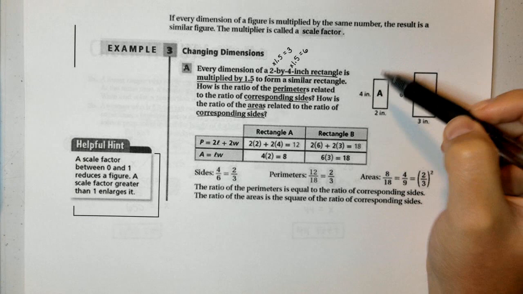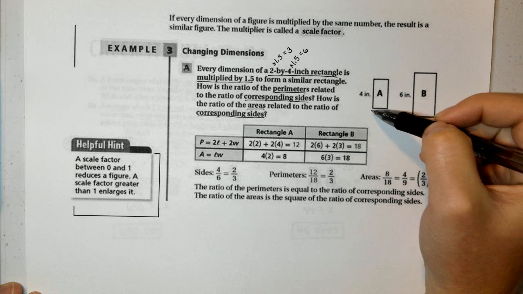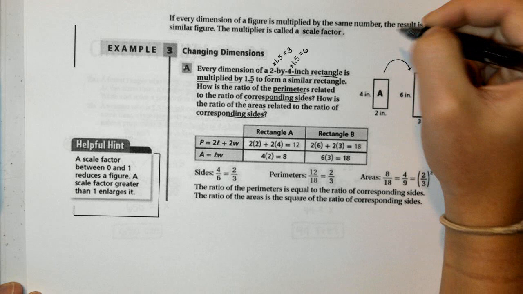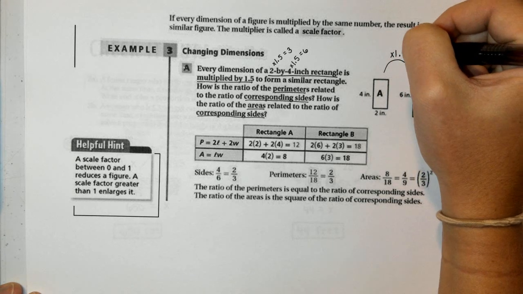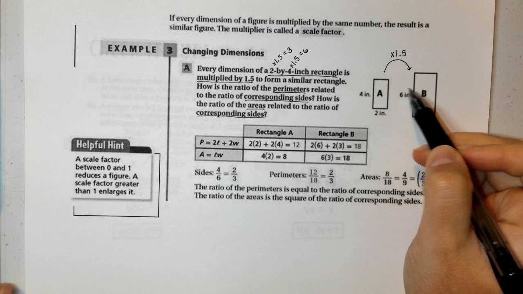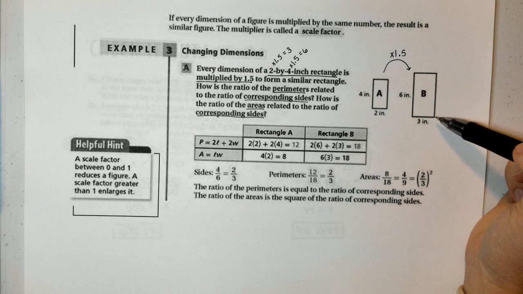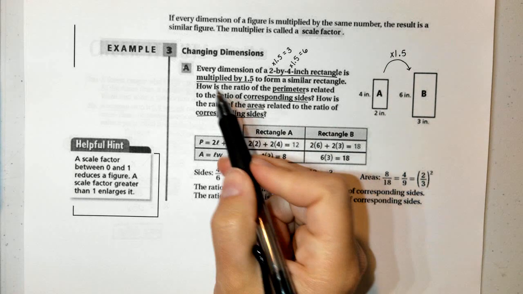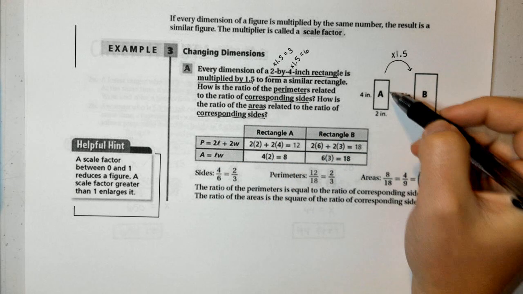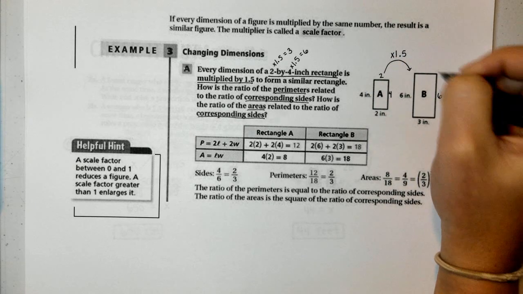Okay, so rectangle A is 2 by 4, that's what we started with. And then to get our new rectangle, we multiplied by 1.5. So 2 times 1.5 gave us the 3, 4 times 1.5 gave us 6. So rectangle A is 2 by 4, B is 3 by 6. So first, we're going to look at the ratio of the perimeters. Okay, so perimeter, you add up all the sides. So this is 4 and this is 2, 6 and 3.